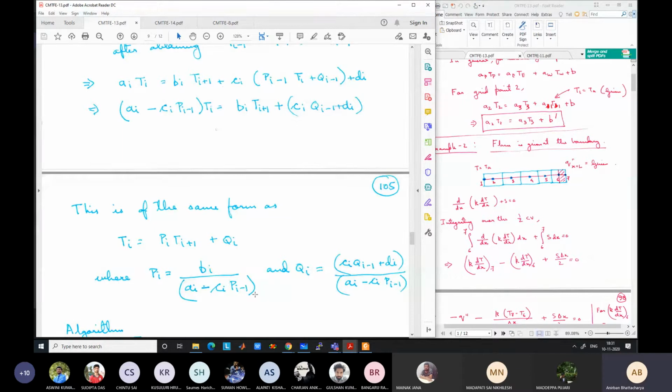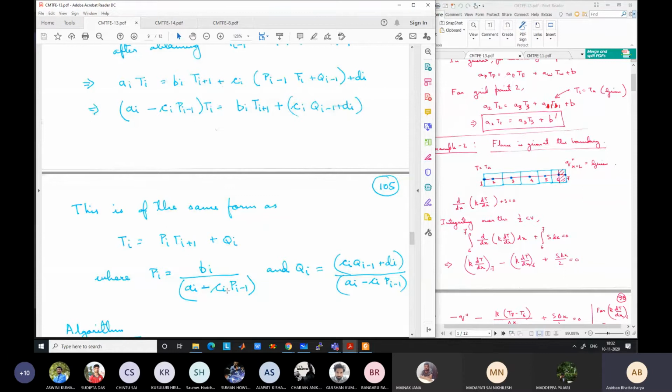If we know Pi minus 1 and Qi minus 1, we can find Pi and Qi, right? All the Ai, Bi, Ci and Di are known based on our discretization, and Pi minus 1 and Qi minus 1 are also known by some calculation. So if Pi minus 1 and Qi minus 1 are known, I can calculate Pi and Qi from this.